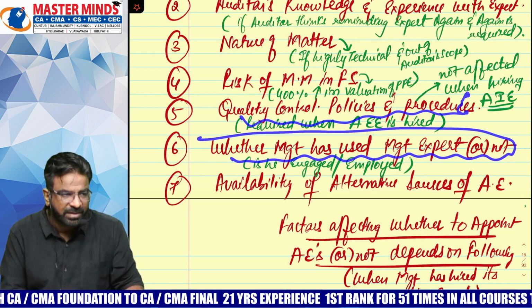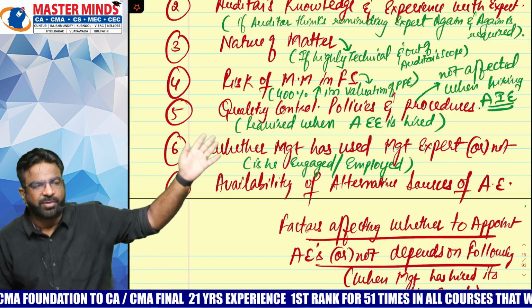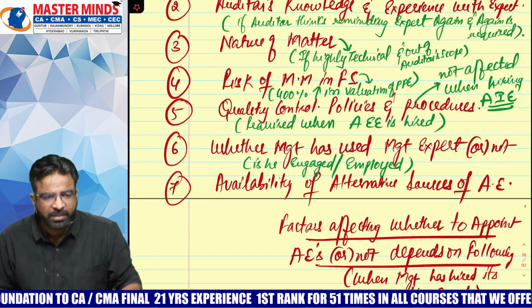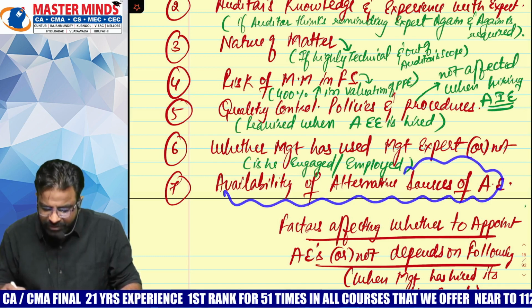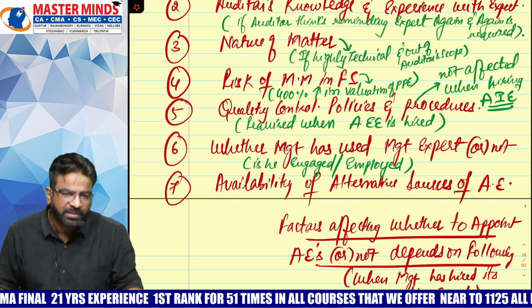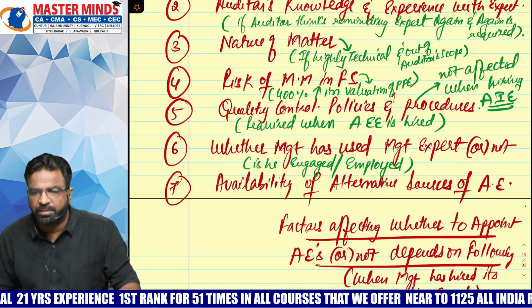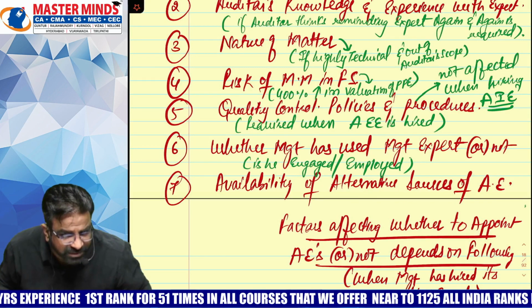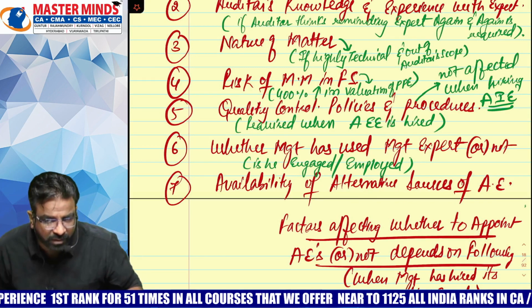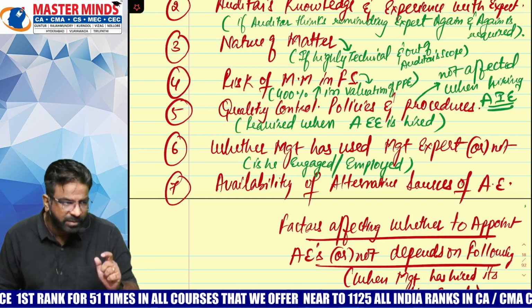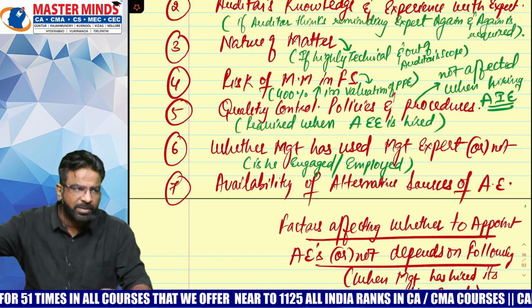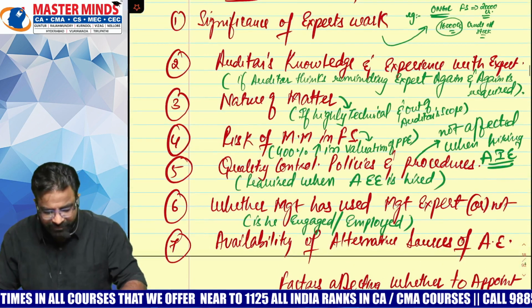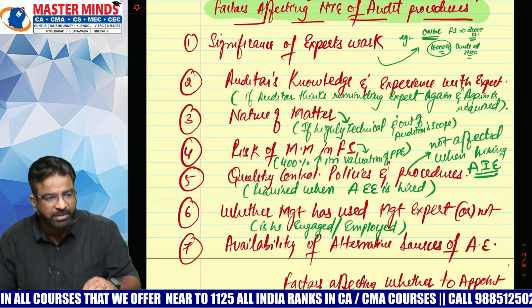See this. If he has been engaged or employed in the past or not. By whom? Management. And last one, availability of what? Alternate sources of AE. So say for example, you should not be too much dependent on one expert. If you think that your expert is not doing well and you have a skeptical mind, you were alert and you found some evidences, then make sure that his work you can get it tested by what? Another expert.